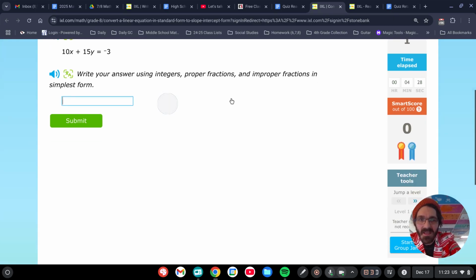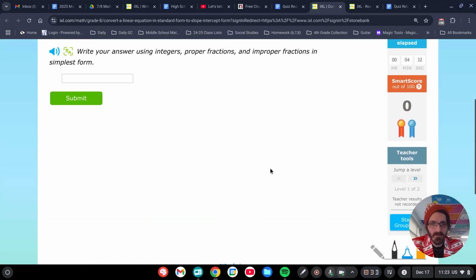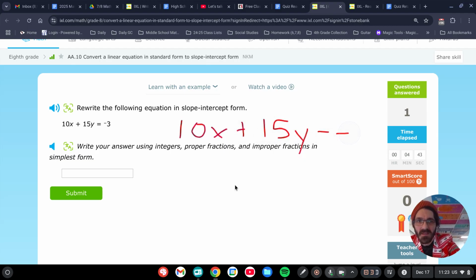So we've got 10x plus 15y equals negative 3.